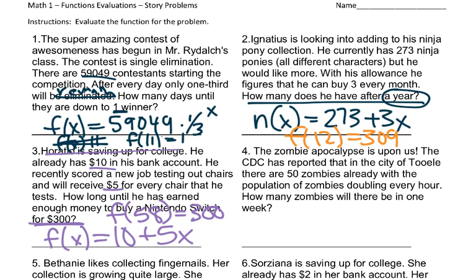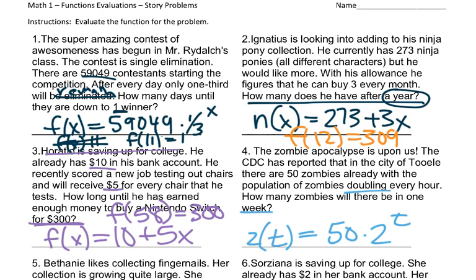Number 4, the zombie apocalypse is upon us. The CDC has reported that in the city of Twila there are 50 zombies already, with the population of zombies doubling every hour. How many zombies will there be in 1 week? So let's actually do z of t here, t for time. So there's already 50, we're doubling every hour. Okay, how many will there be in 1 week?